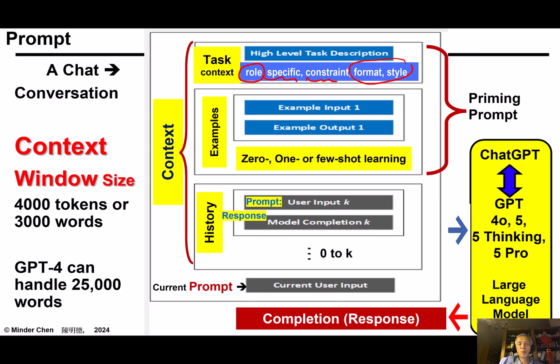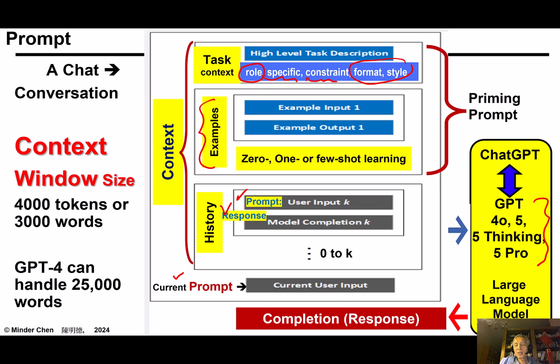Okay, and this part is the zero, one, or few shot learning we just mentioned. The context also includes all the prior prompts and responses. Your new or current prompt will be added to this context and sent to the backend large language model.